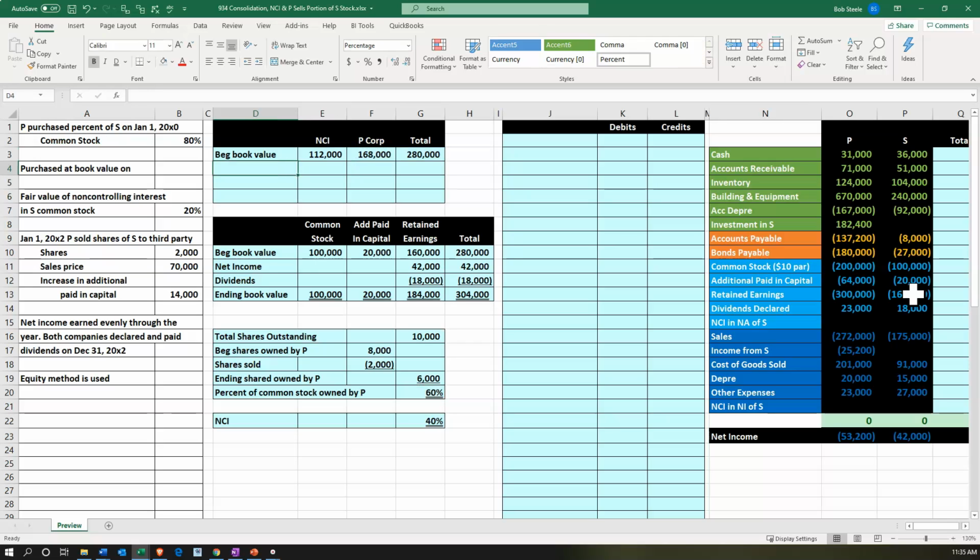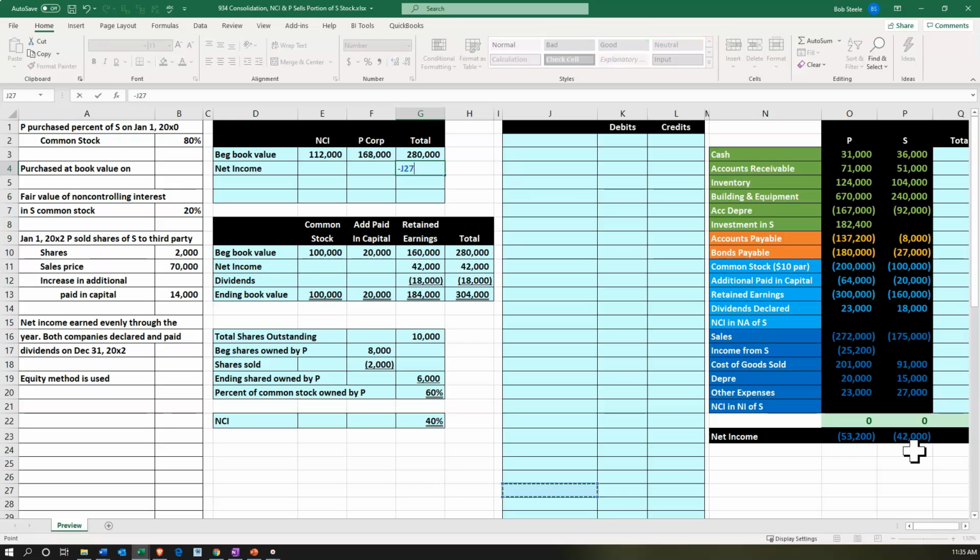Okay, and then we're going to go to the net income. So the net income, let's go to the total column here. The net income is this 42,000, same kind of thing. I'm just going to say negative of the 42,000. So we'll pick up the 42,000 and we'll break that out once again using our new percentages down here. The 42,000 times the 60% for the controlling, 42,000 times the 40% for the non-controlling interest.